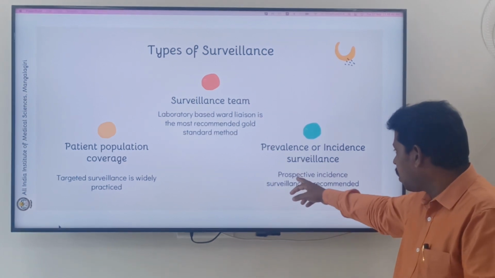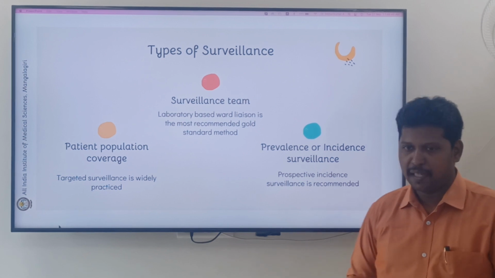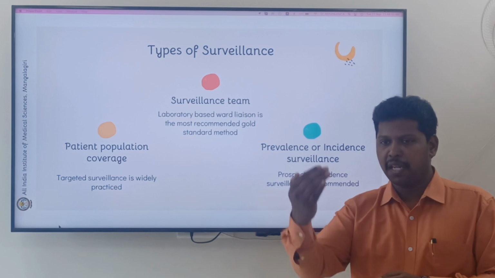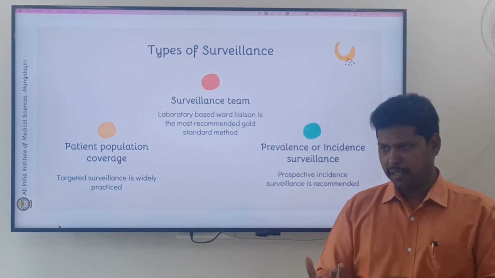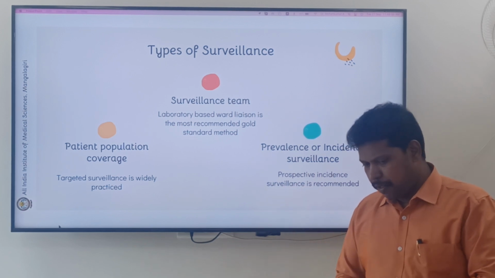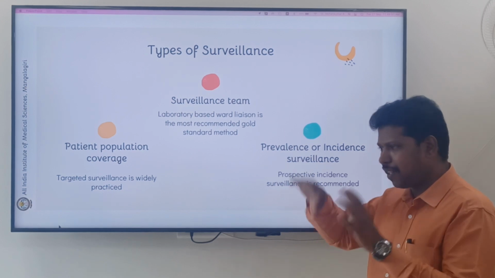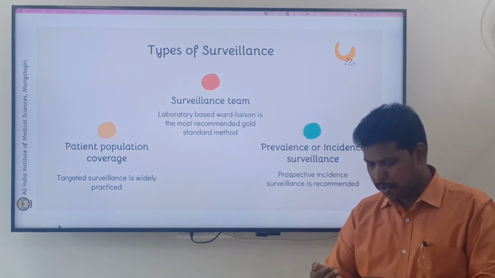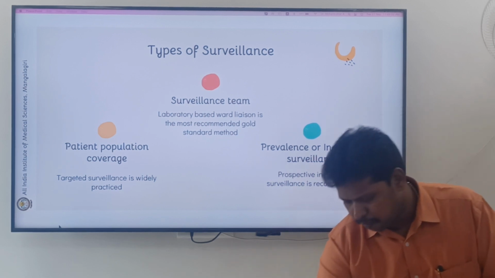So always it's better to have a prospective incidence surveillance. It should be prospective, like over a period of a month. In the next 1 month, how many new cases have come? That will give productive data for a surveillance. So these are the varieties of surveillance. Whatever these 4 surveillance types we are talking about, it will be a mix of many of these.